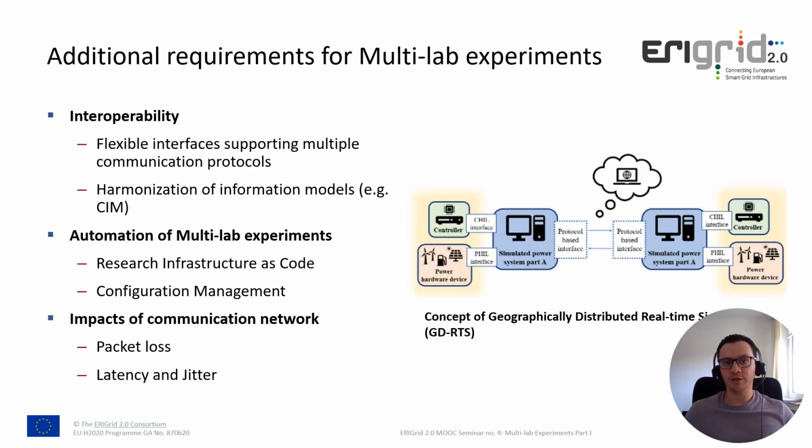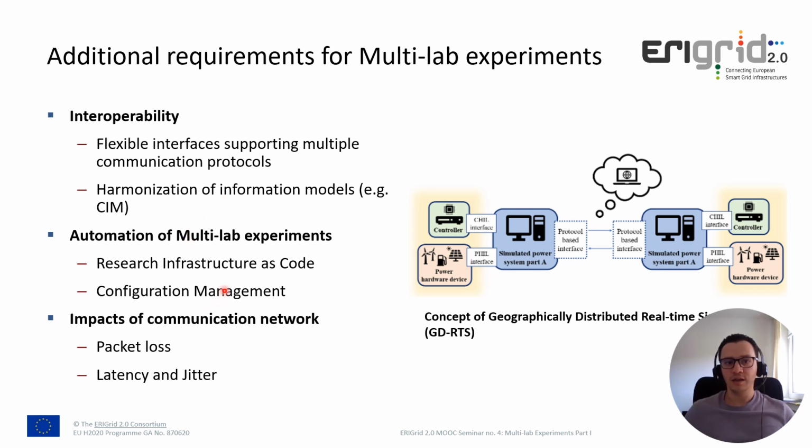As the experiments grow in complexity, there are some desirable requirements, including interoperability, automation of experiments, and methods accounting for the impacts of communication networks. Interoperability considers data exchange and information models. In the former case, we want to have flexible communication interfaces supporting multiple communication protocols. In the case of information models, it is important to agree upon standards like the Common Information Model.